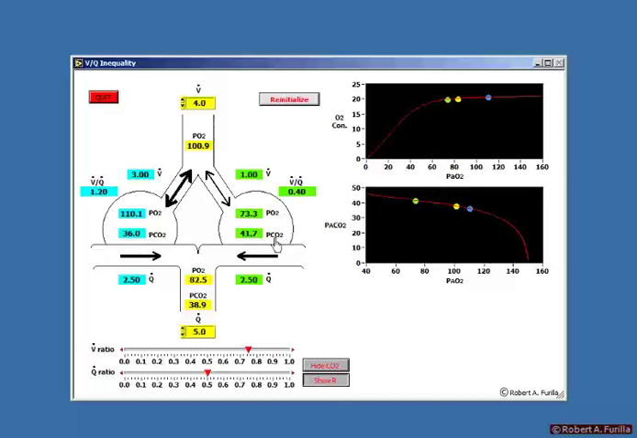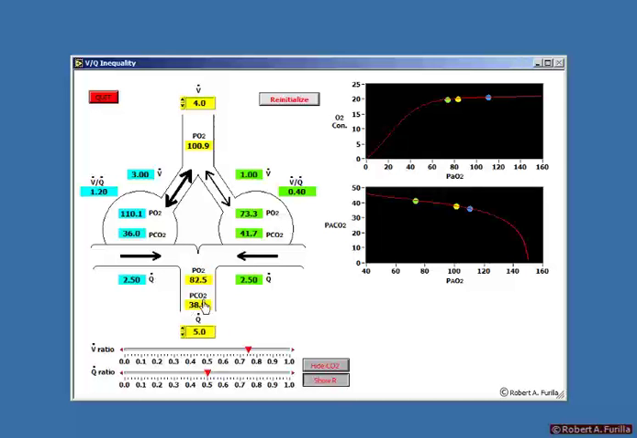There's very little difference in CO2 between these 2 alveoli. Therefore, arterial PCO2 hasn't really changed very much. It's 38.9, which is where it was before. So we have a low CO2 in this alveolus, which is hyperventilated. A high CO2 in this alveolus, which is hypoventilated. But when they mix, we come right back to normal.